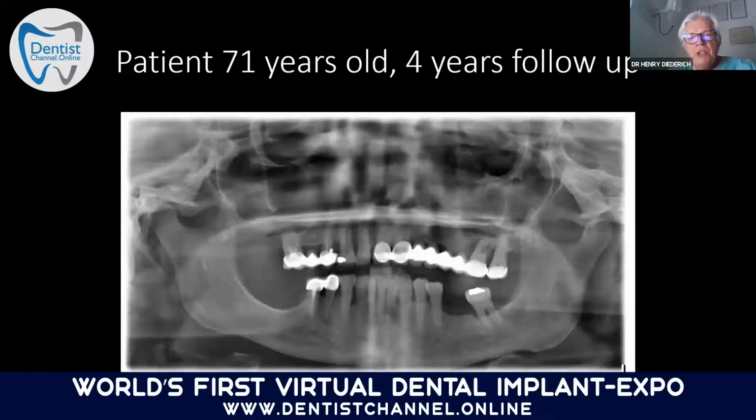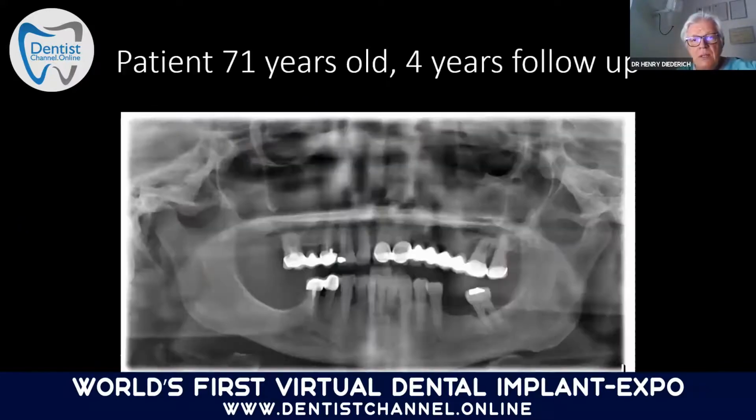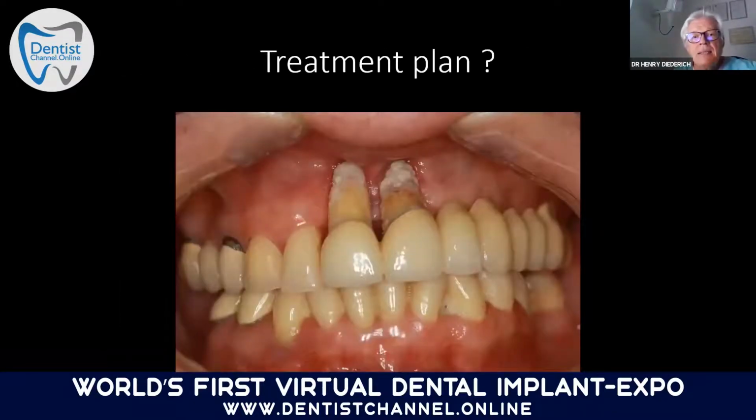Here we have a patient of 71 years old, and we have 4 years follow-up. So treatment plan. So you see here our X-ray. It was like this, but aesthetically it was like this. So the lady, 71 years old, she was a little bit unhappy because what may be the issue? How much time will it take to treat me? And so on and so on.